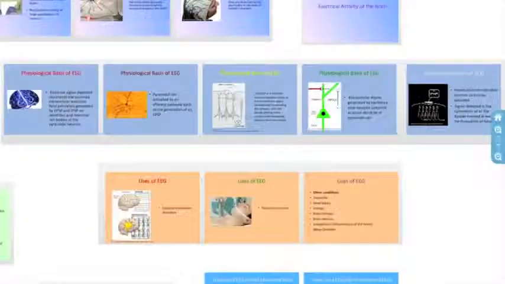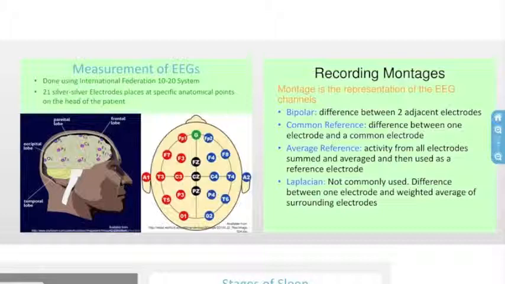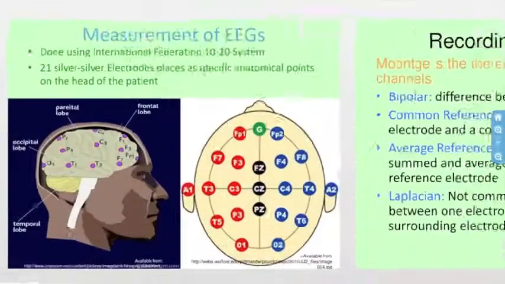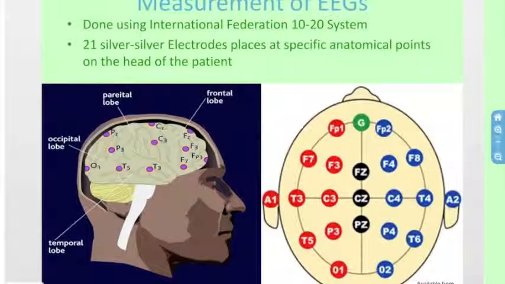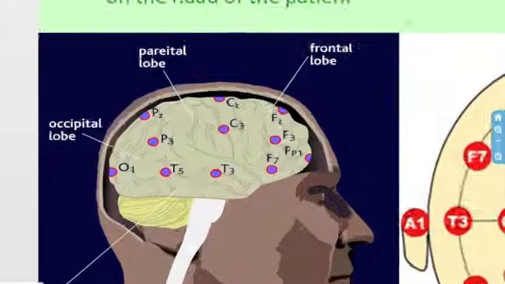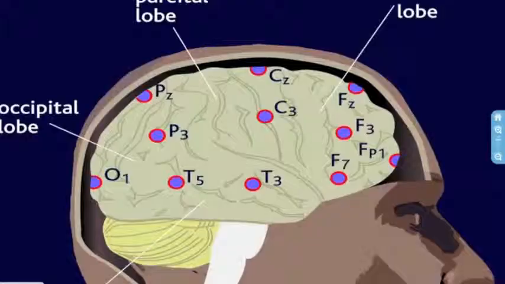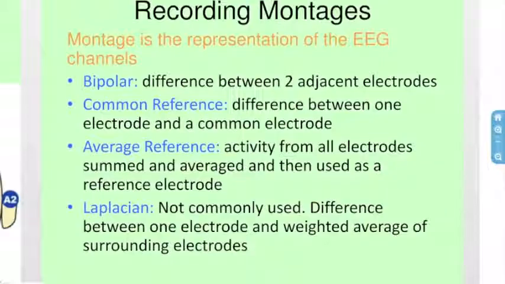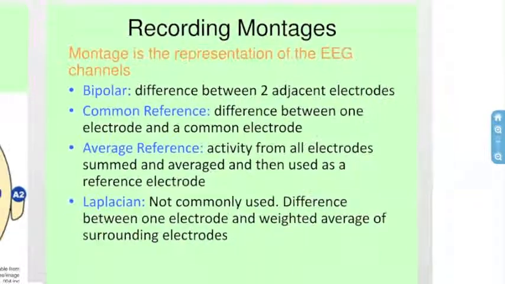So, how are EEGs measured? EEGs are measured using the International Federation 10-20 system. This involves using 21 silver-silver chloride electrodes placed at specific anatomical points on the head of the patient. A differential signal is amplified and displayed as a channel of EEG activity. This representation of the EEG channels is called a montage. There are four types of montages: bipolar, common reference, average reference, and Laplacian.